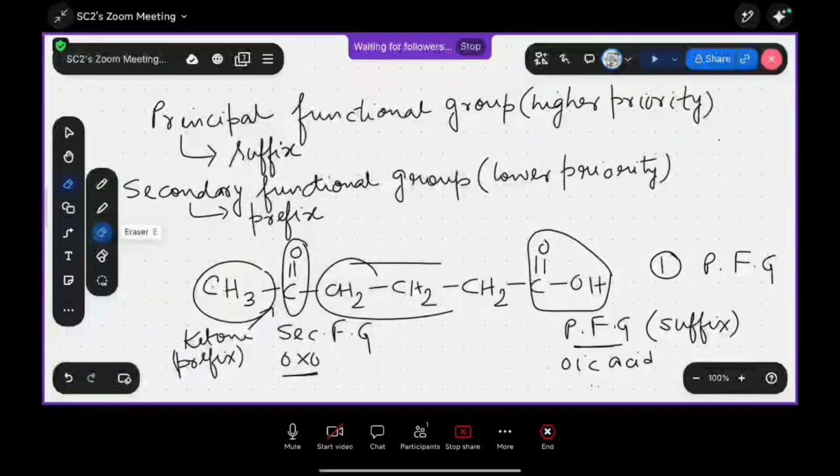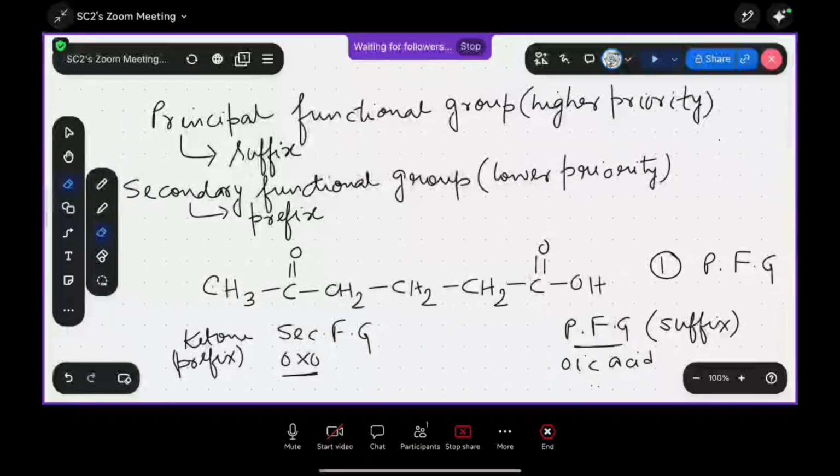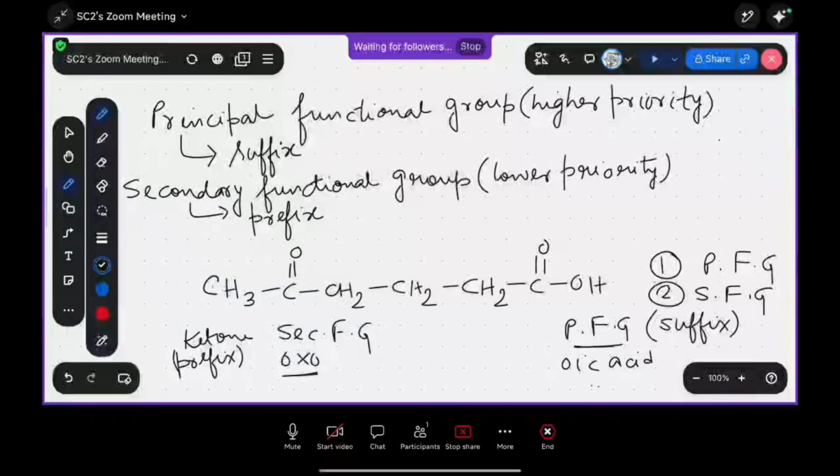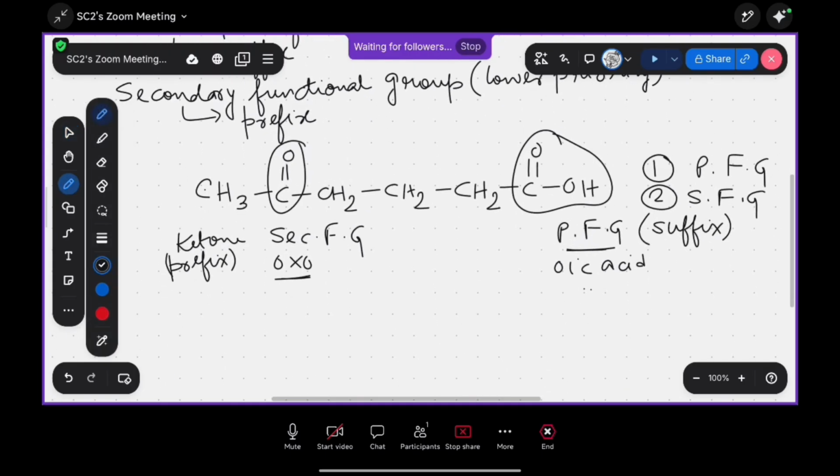So after the selection of the principal functional group, the second step is to select the secondary functional group. That means the identification is done. COOH is the principal functional group, whereas the ketone is the secondary functional group. After that, the third step is to find the parent chain. How to find the parent chain?